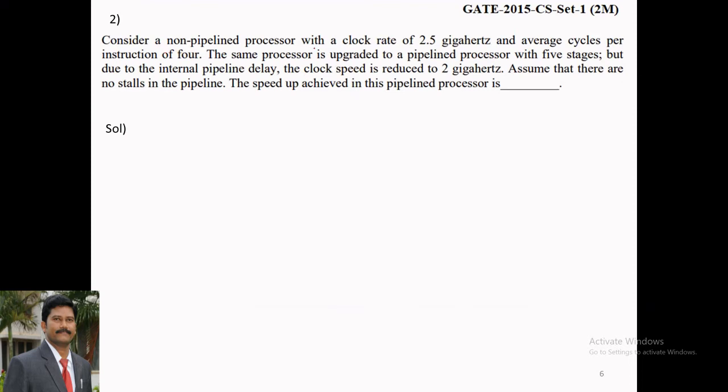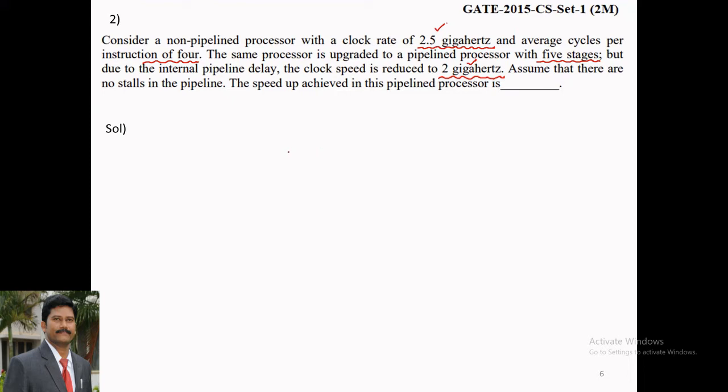Consider a non-pipeline processor with a clock rate of 2.5 gigahertz, the non-pipeline clock frequency, and an average cycles per instruction of 4. The same processor is upgraded to a pipeline processor with 5 stages, but due to the internal pipeline delay, the clock speed is reduced to 2 gigahertz. Previously it is 2.5 gigahertz, now in the pipeline processor it is 2 gigahertz. Assume that there are no stalls in the pipeline. The speed up achieved in this pipeline processor is?